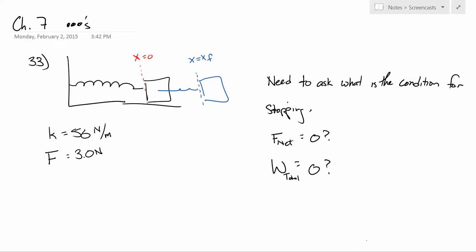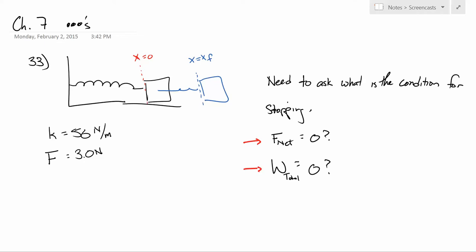things of that nature. Basically, the question you have to ask yourself here is, what is the condition for this thing to stop? The two tempting options that most people are going to want to jump to are when the forces are balanced or when the total work is equal to 0. So I don't want to answer that question because that's kind of the crux of this.